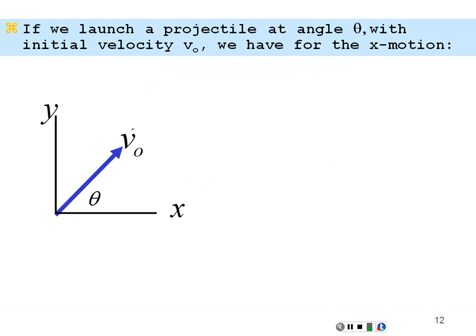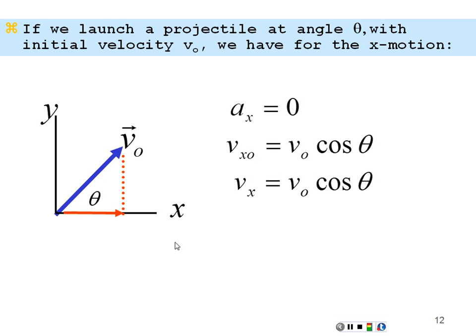If we launch a projectile with some initial velocity v naught at some angle theta, we can extract just the x motion and look at the x motion first. So we're going to say that in the x direction at least, there's no acceleration. We'll look at our initial velocity as the x component of this velocity, which is going to be v naught cosine theta.